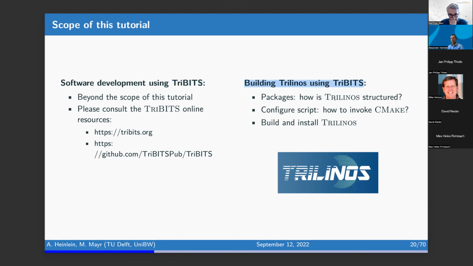In particular, we're going to look at how Trilinos is structured. We heard already a lot about it with the packages, and we're going to see how to invoke CMake to enable or disable some of the packages, and then finally build and install Trilinos.